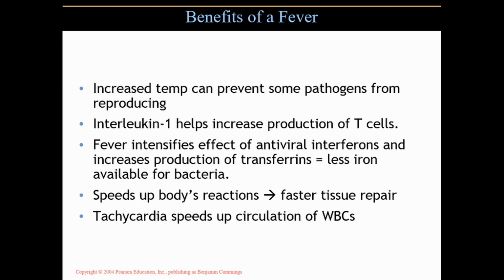So with a fever, we do derive benefits from it. What are they? Increased temperature can prevent some pathogens from reproducing. For some bacteria, once you get above about 100.4, 100.5 Fahrenheit, their rate of reproduction slows. Not severely, but enough that it would reduce their numbers. Interleukin 1 also helps increase production of T cells. More T cells means more cytokines being released, which are immune system proteins that we'll talk about with specific immunity. But interleukin 1 serves as a signal in that respect as well, for the increased production of T cells.